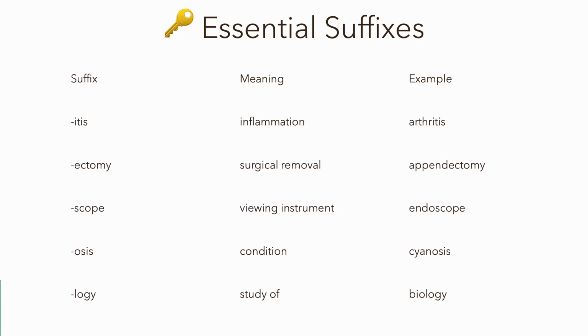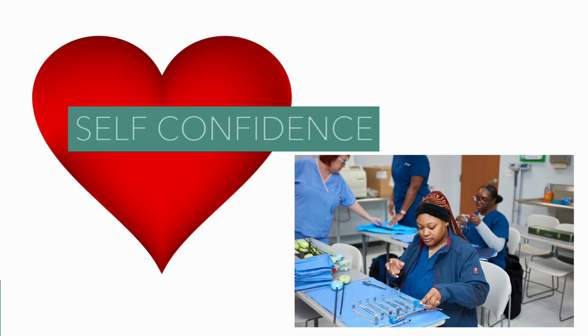Here are some suffixes, or the end of the word: itis, inflammation. Ectomy is a surgical removal, like a vasectomy, you're taking something out. Vasectomy, you're taking out the man's ability to create a child. Scope is the instrument that you view something through. Osis is condition. And logy is the study of, like biology, psychology, right? Again, don't worry about it. I just went over it briefly. There's a handout for you in the Google Classroom.